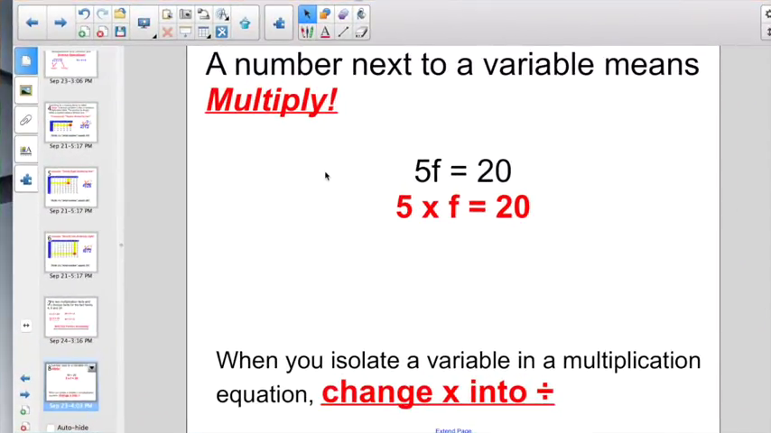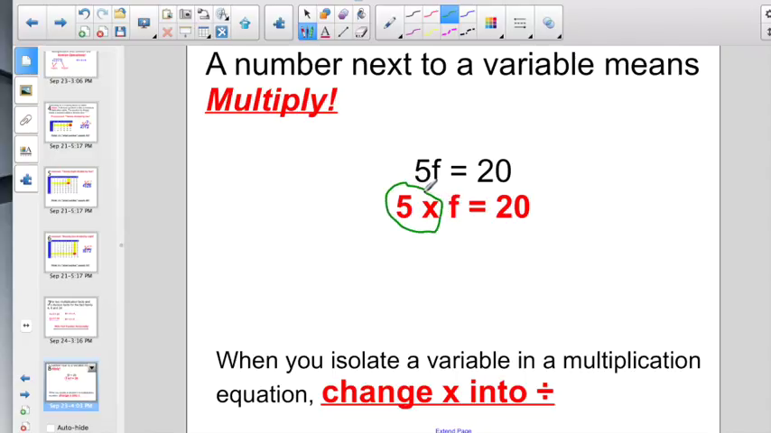So, also a little bit of review from yesterday. Remember, anytime you have a number next to a variable, otherwise known as a letter, that means multiply. If I had a problem like this, 5f equals 20, you really have to think of it as 5 times f equals 20. So when you isolate a variable in a multiplication equation, you have to change the times into divide.